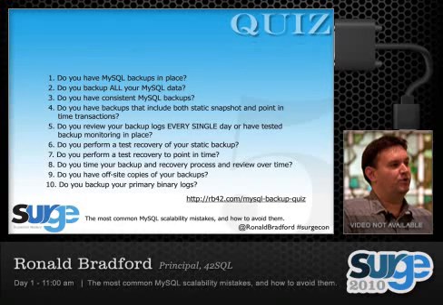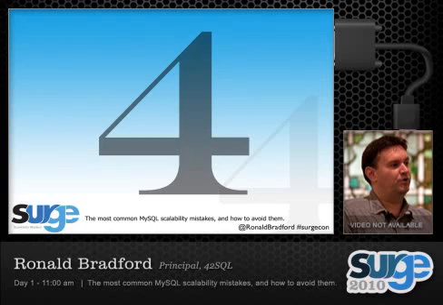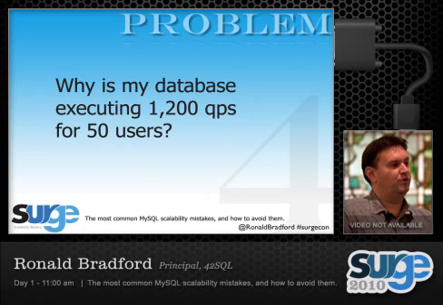Moving right along. I'm actually ahead of schedule, which is good. This is also a common problem that I see: the database is running an excessive number of queries per second. In this particular client, it was 1,200 queries per second, and they only had a small number of users connected to the server. I mean, at 50 users, that equates to 60 queries per user. Is that really how many queries you're doing on the database on a per user basis?